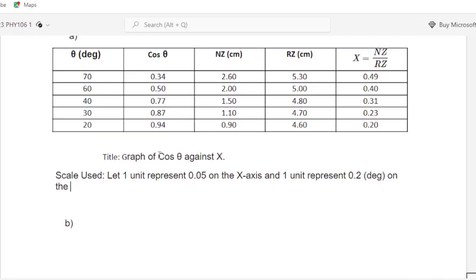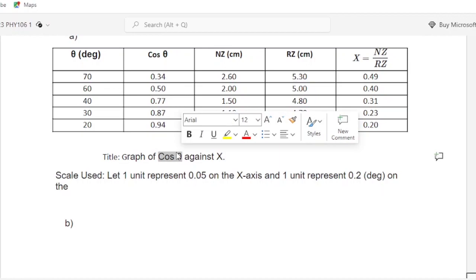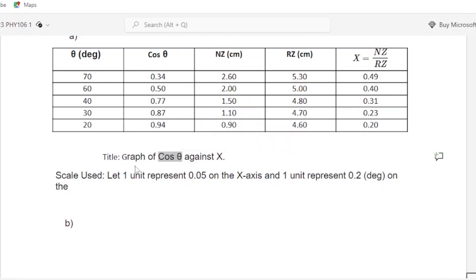I'll just get this here. On the cos theta axis.